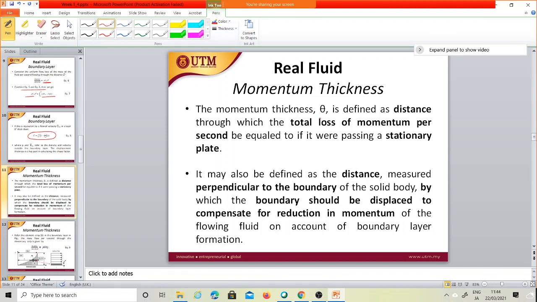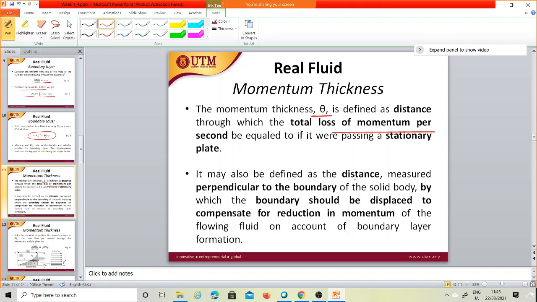So this is the thickness theta we consider, the definition as a distance, same thing that we are saying: the distance that you have to move to compensate the total loss of the momentum. If you want to replicate the total loss of momentum per second, how much distance you need to move? This is the momentum thickness. These all are dimensions, thicknesses. You have to consider an additional dimension.